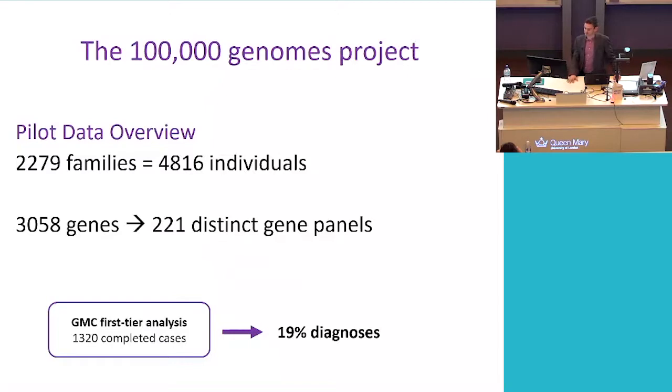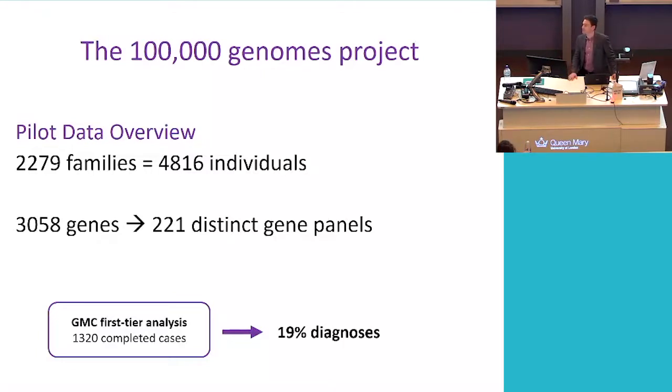Finally, it seems like a long introduction, but how are we doing in GEL? So as part of the pilot analysis, there's been almost 5,000 individuals who've been recruited from over 2,000 different families. And the first tier analysis that all of these patients go through is to look at a set of genes selected through PanelApp and look at the coding and the nearby intronic regions of those genes for disease-causing variants. And for the answers that have gone back so far, there's a diagnosis for about 20%, which is great.